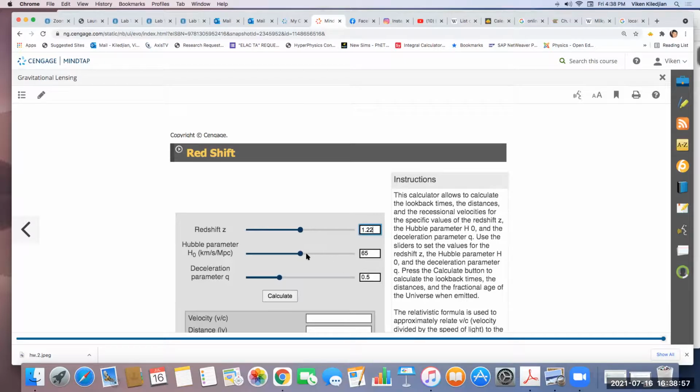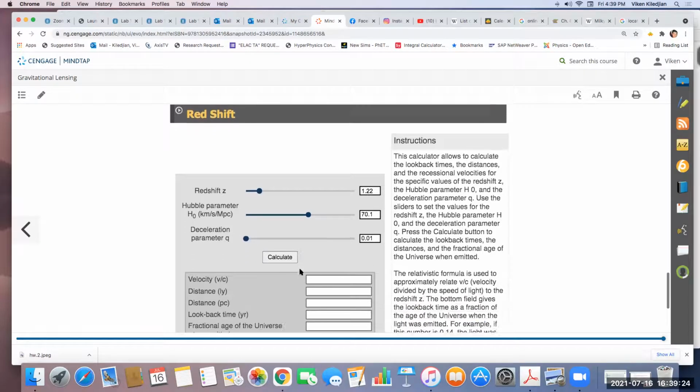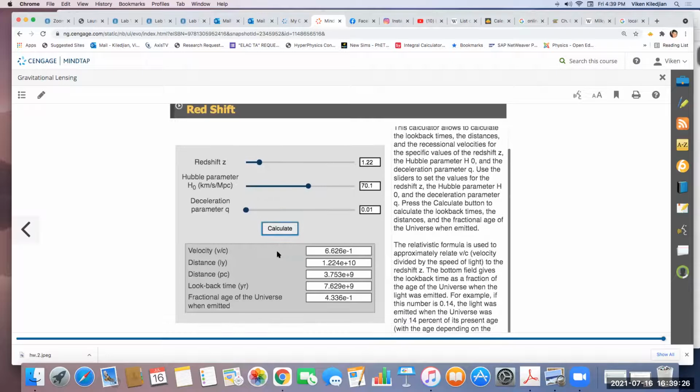Hubble constant, whichever one you found that was working last time, I guess we could go with that, right? The Hubble constant 70 or 73, was it? Let's say 70, 1.22. Deceleration parameter, whichever one worked last time. If none of them worked, then go with the default deceleration parameter of 0. And then we calculate, and then we get this distance in parsecs.